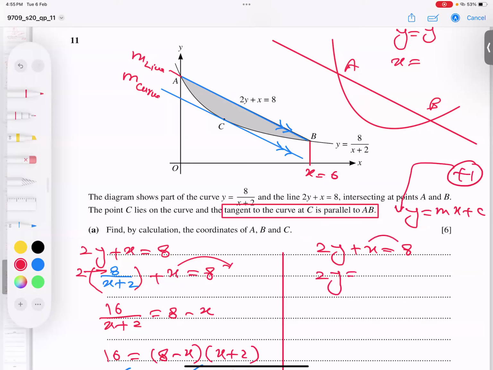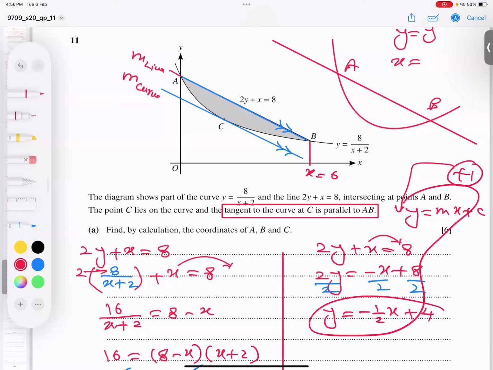Bring x to the left hand side. I get negative x plus 8. Then divide by 2 on the other side, the whole equation. I have seen some students divide the whole thing by 2 also, not wrong, but it is good to do it like this. Negative half x comes from here and 4 comes from here.